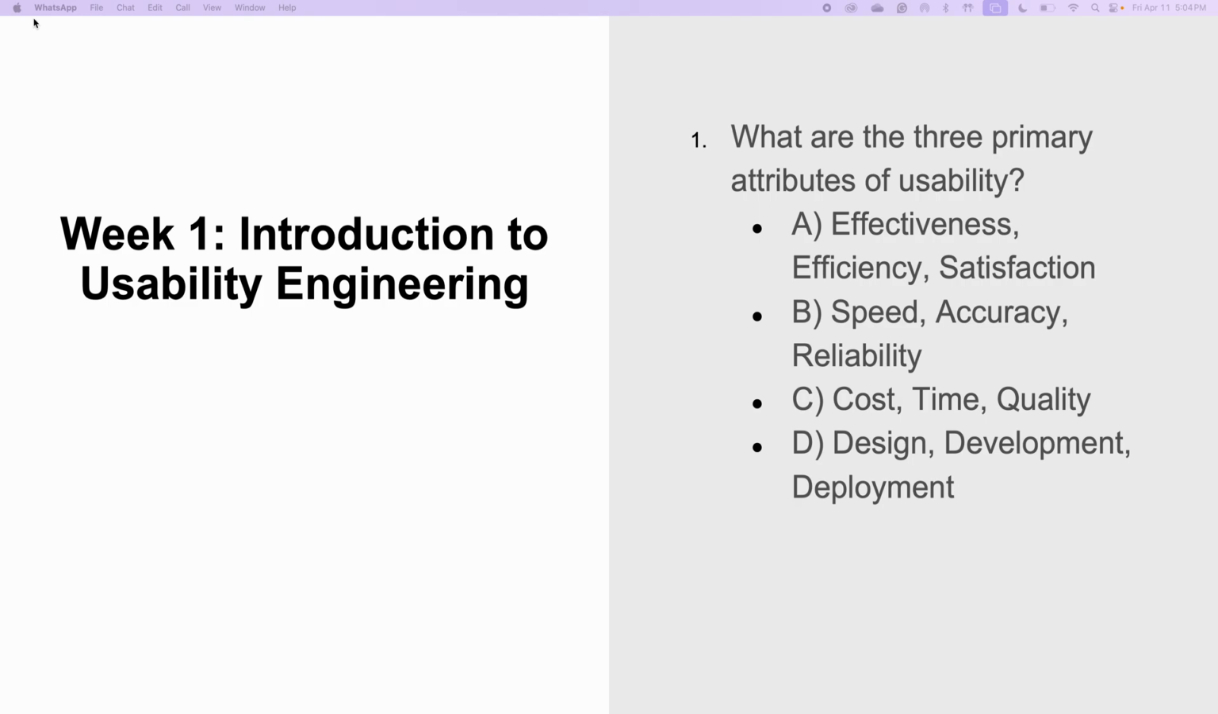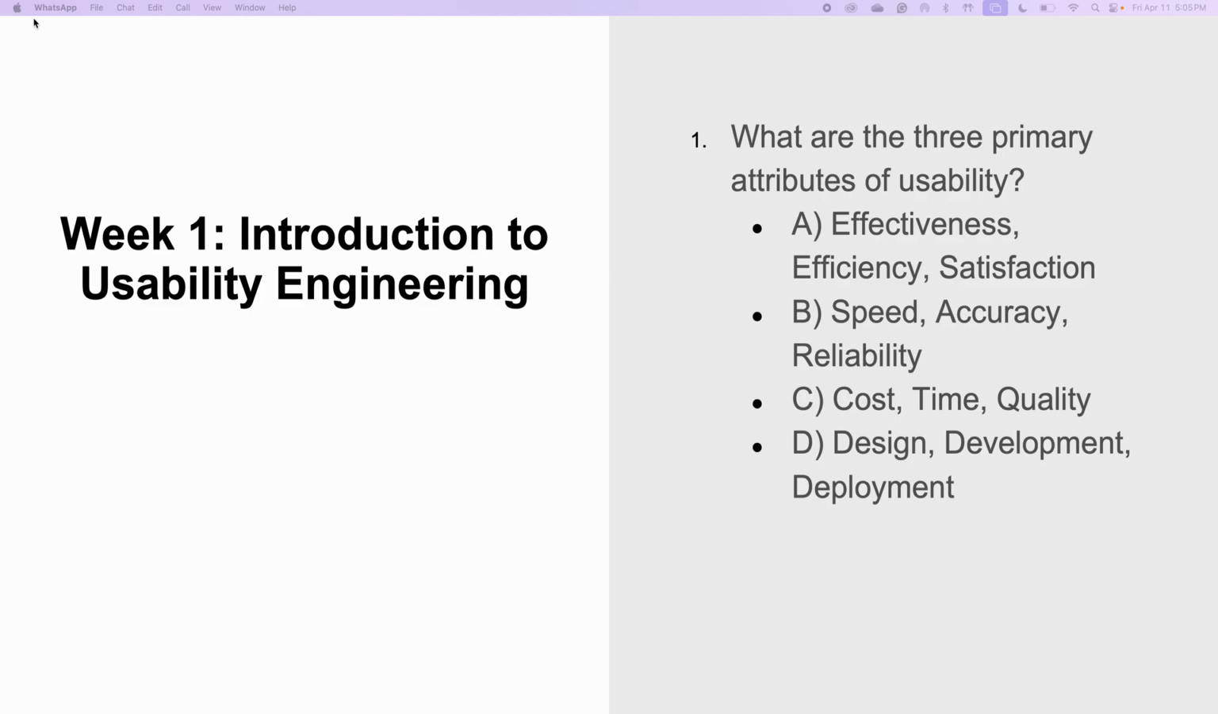So options B, C, D are likely imposters trying to steal the spotlight. Speed, accuracy, reliability might sound important, but they are more about system performance and user experience, a bit like trying to win a race without knowing where you are going. Cost, time, quality are crucial for project management, but they don't directly define usability. So it's like trying to build a house without considering who will live in it.